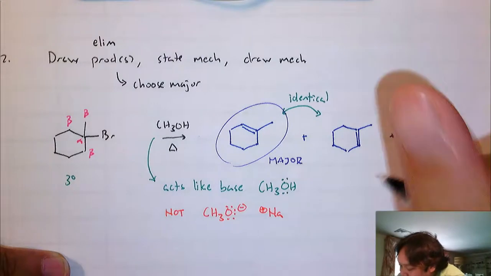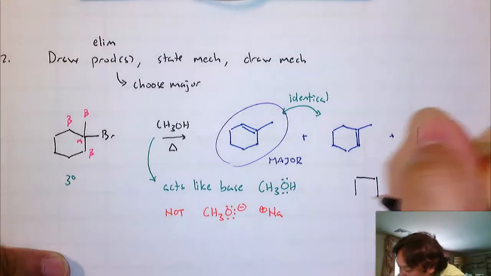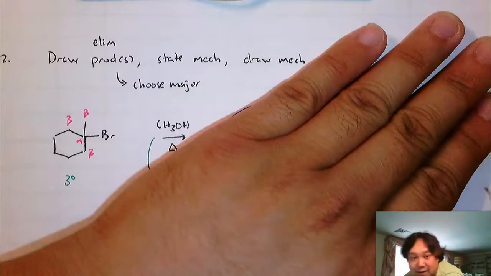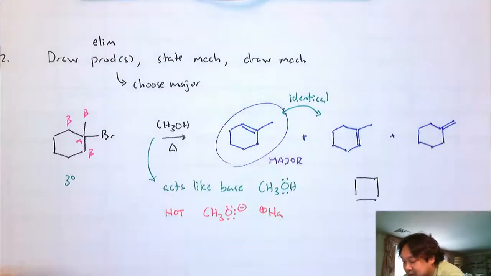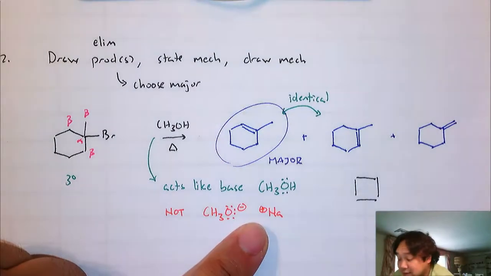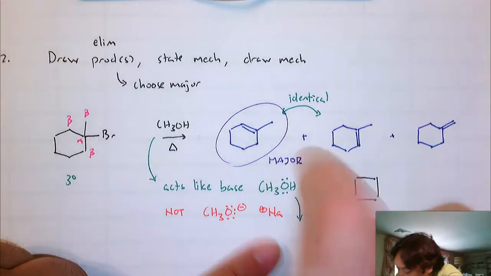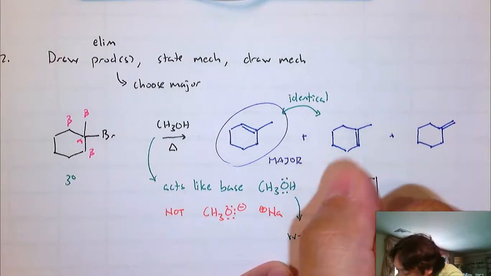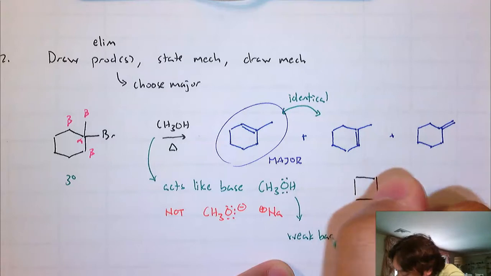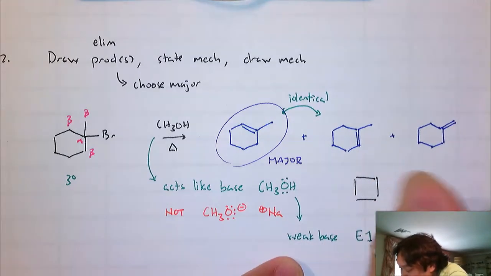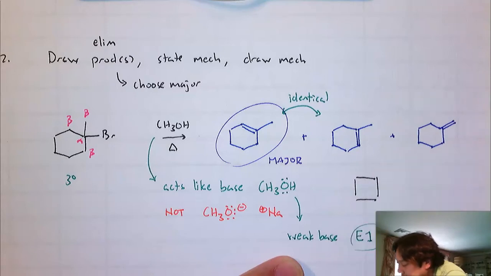When I state the mechanism, they're all going to go through the same mechanism, because you're really deciding based on this. This is a base, but what can I say about this? This is a weak base. The strong bases are the ones that are anionic. So this is a weak base, and it's going to hang out until the leaving group leaves on its own. So we're going to guess that it's E1.